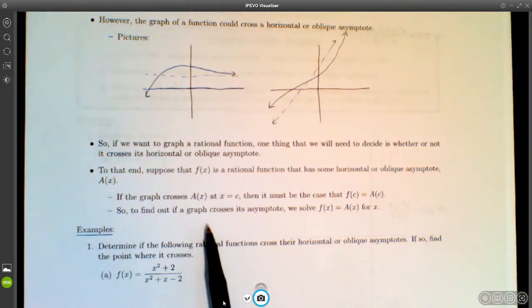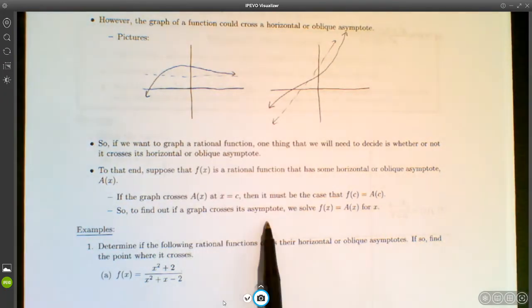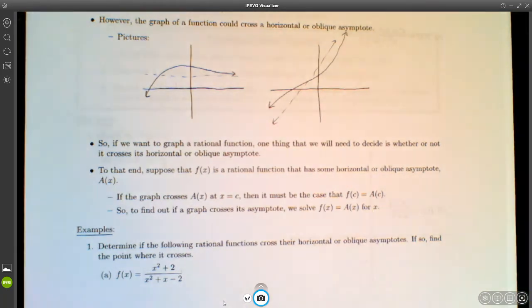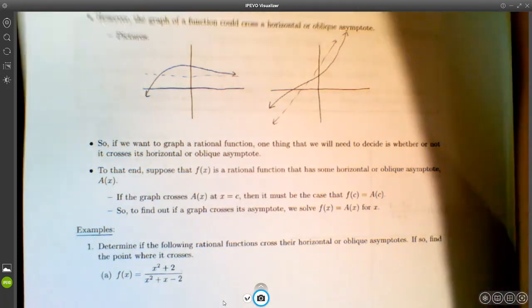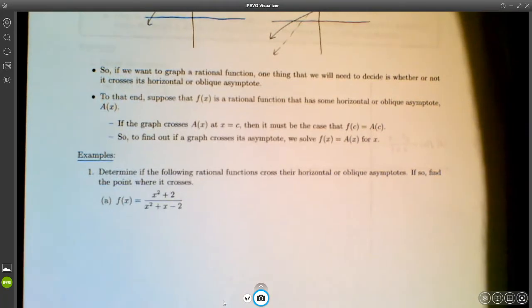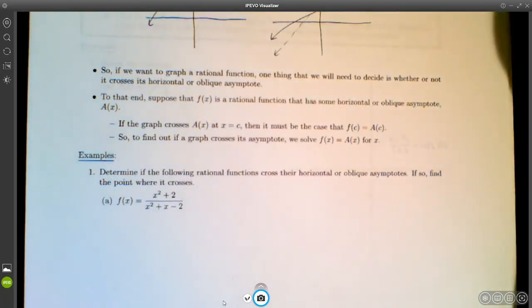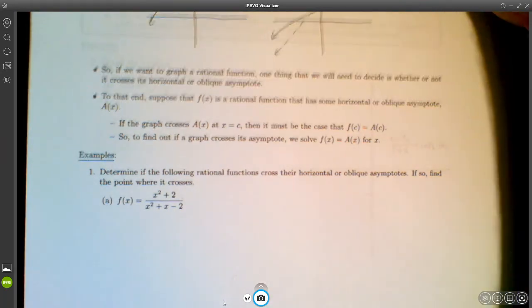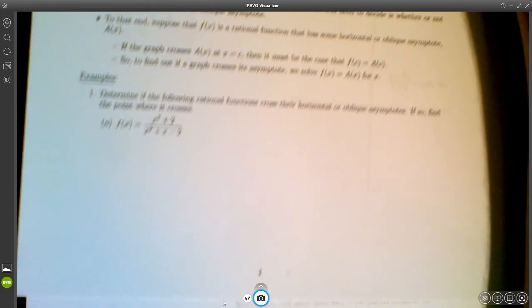So to find out if a graph crosses its asymptote, we solve f of x equals a of x for x. Okay, and if we get no solution, then that tells us that the graph never crosses its asymptote. If we do get a solution though, then that tells us that the graph will cross its asymptote and where that happens. So let's practice this, right? It says determine if the following rational functions cross their horizontal or oblique asymptotes. If so, find the point where it crosses.